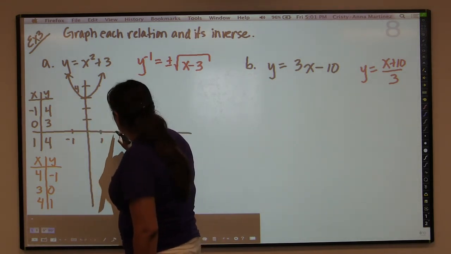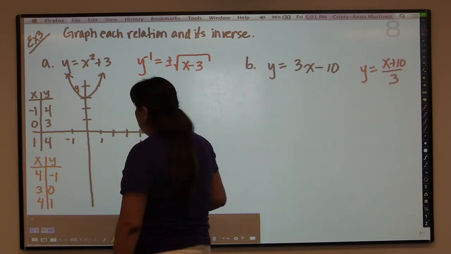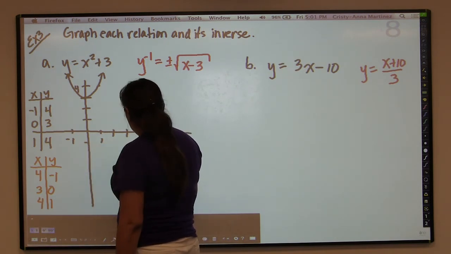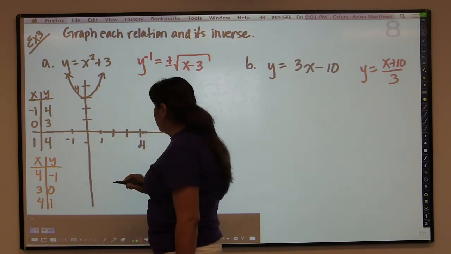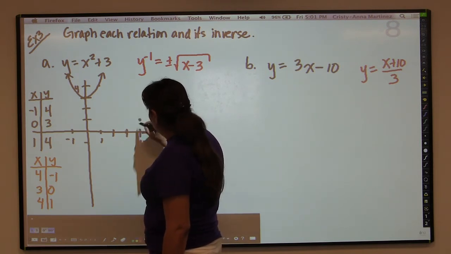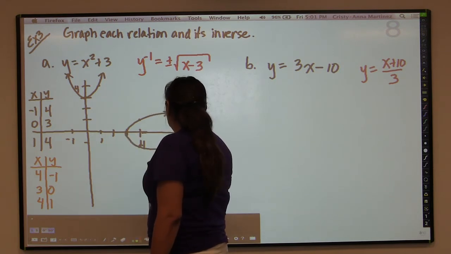So I'm going to have 1, 2, 3, 4. So what's going to happen here is I'm going to get 4 and -1. So we'll put -1 right about there. 3, 0 is right about there. And 4, +1 right about there. And I will graph this function like that.